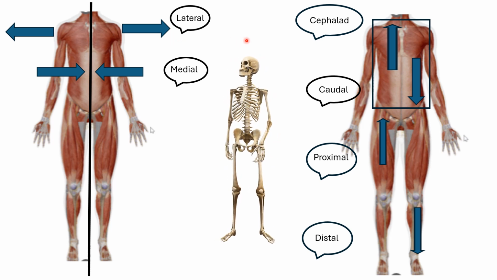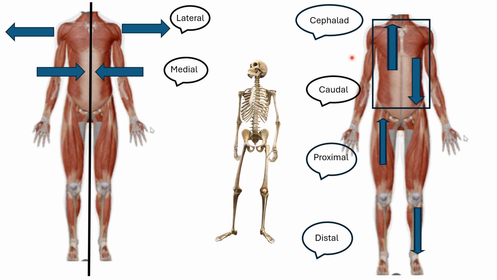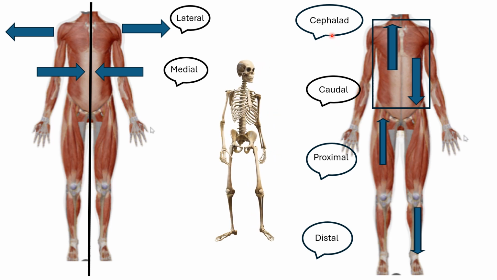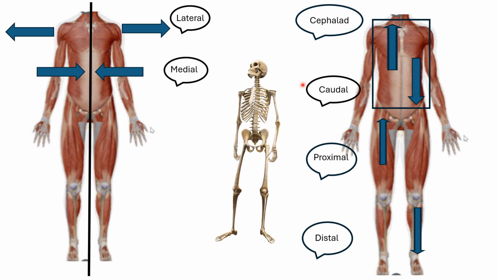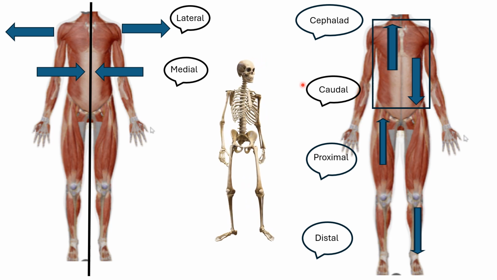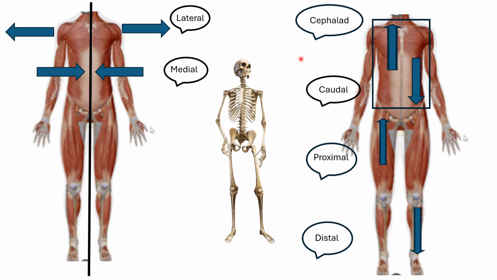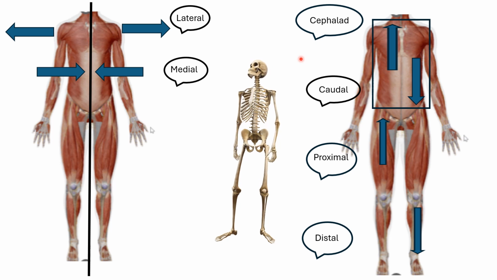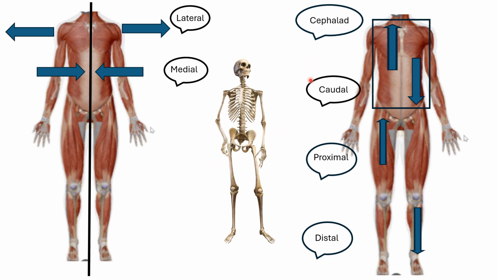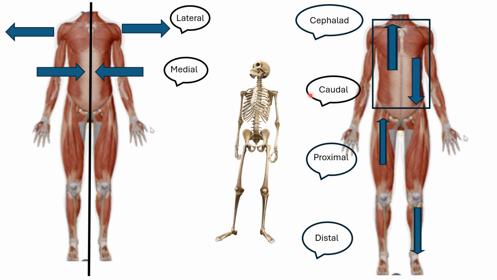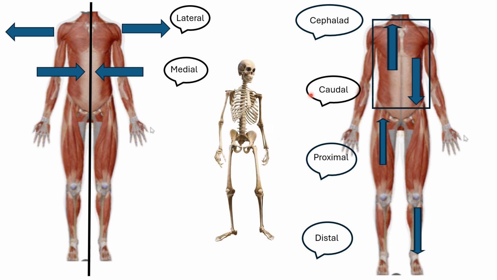Now if we migrate to our right, we will see the terms cephalad and caudal. These terms are used to describe positions in the trunk of the body. Cephalad means towards the head, and caudal means closer to the tail or the tailbone.